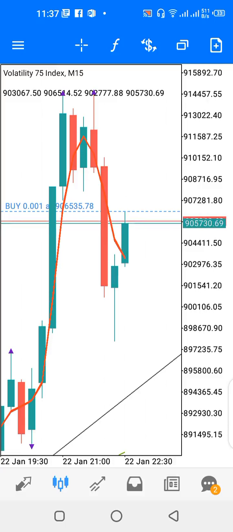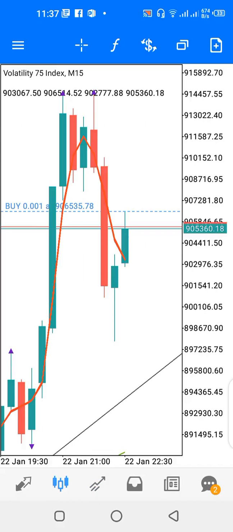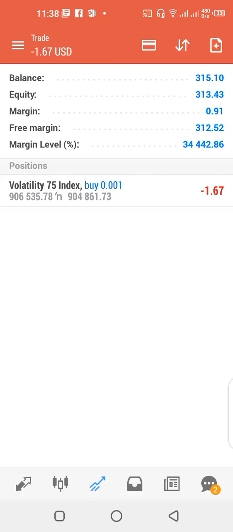So I'm buying currently. I place a buy trade at 906,535.78. So I'm going to place my hedge trade, which is going to be a sell stop, and that'll be around 4,000 points below my buy trade. So I'll be setting my sell stop below the buy trade around 4,000 points, and that should be around 902,615.78.